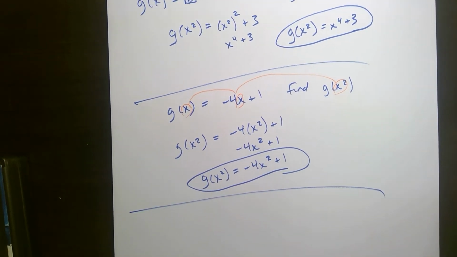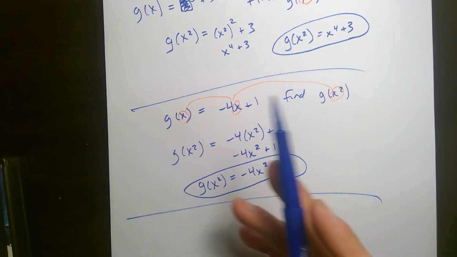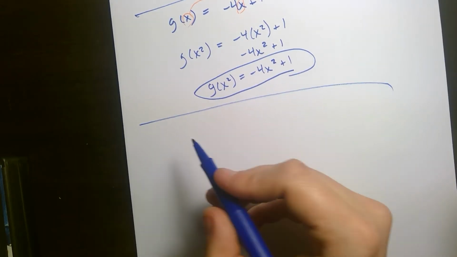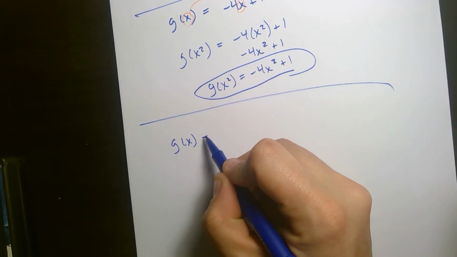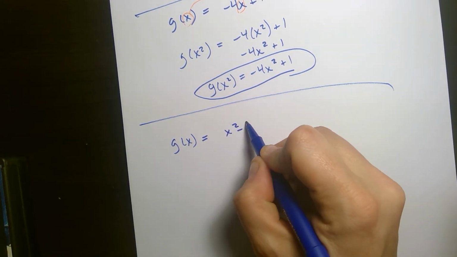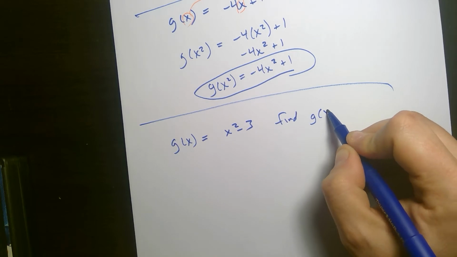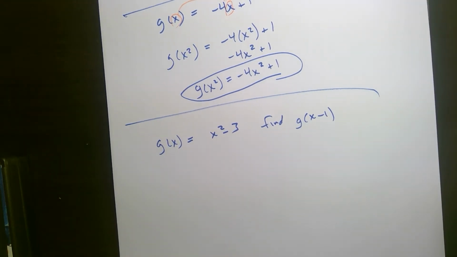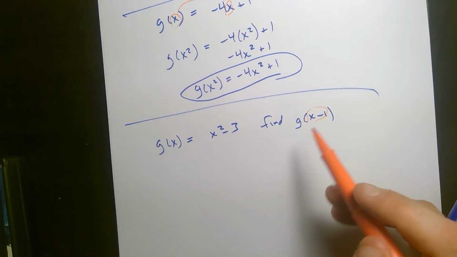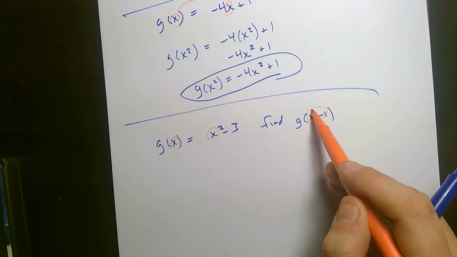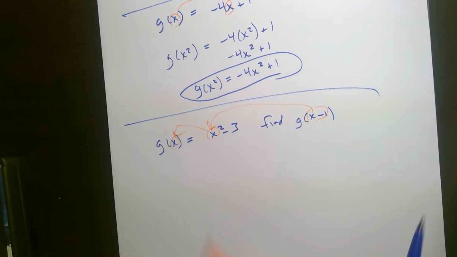Now, let's take a look at what happens if I put more than just a variable in there, because that will come up. So let's say that g of x is equal to x squared minus 3, and I need you to find g of x minus 1. Okay, well, all this means is anywhere in my problem that I see an x, I'm going to replace it with the quantity x minus 1.